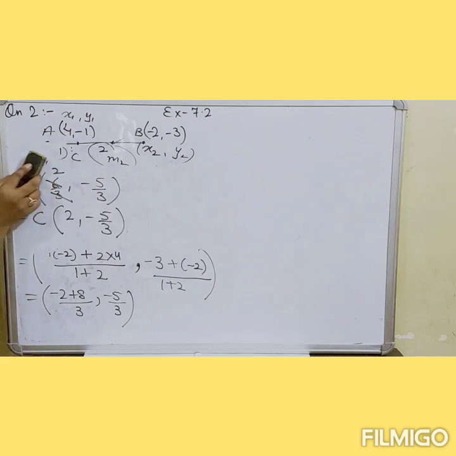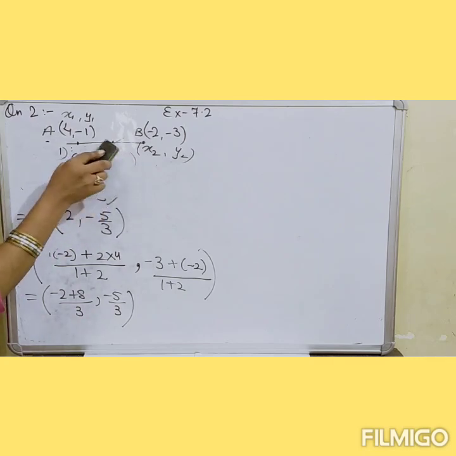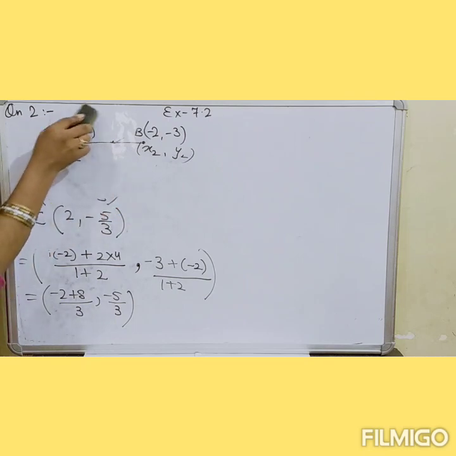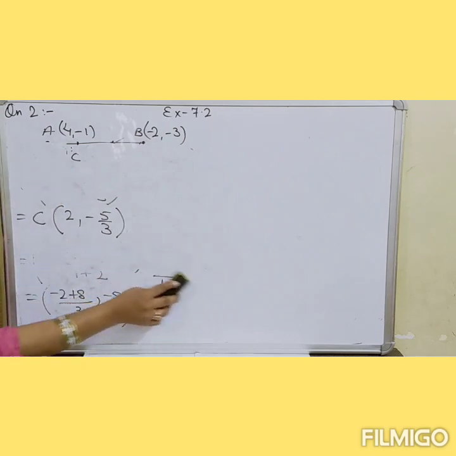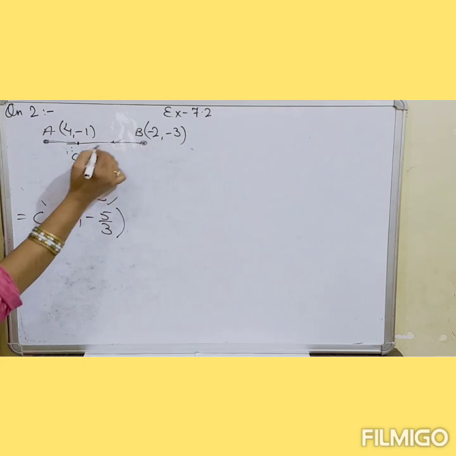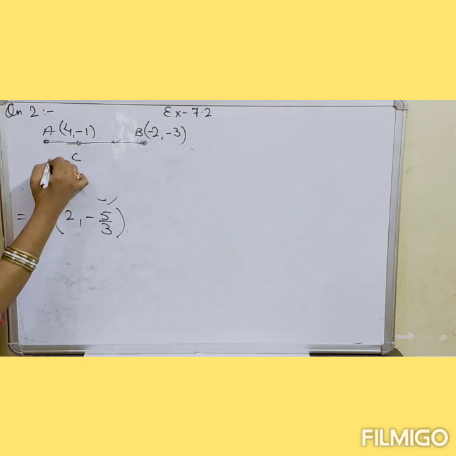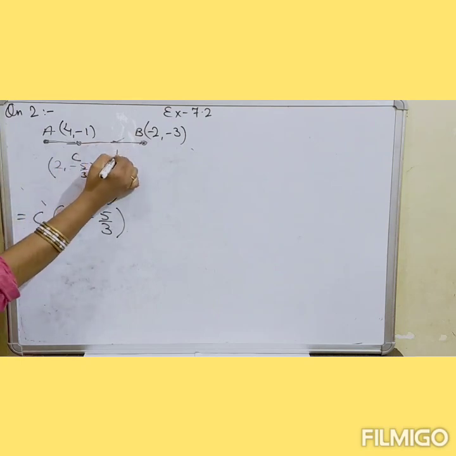Now we have to find the value of point D, which I rubbed earlier. So I'm writing it again. I'm rubbing this x1, y1 because we have already found this value of C. So I'm writing here the point C. This is point A, this is point B, this is point C, and C is now 2, minus 5 by 3. And this is point D.